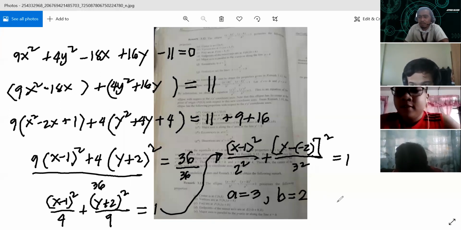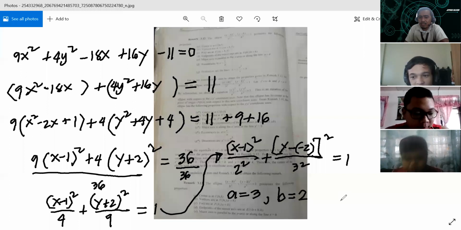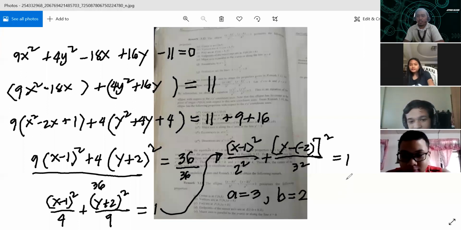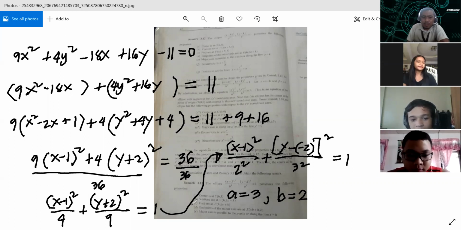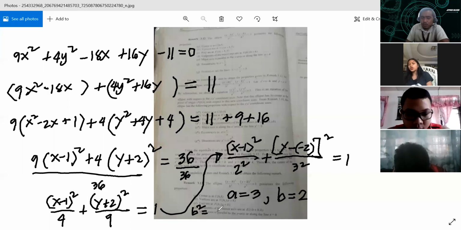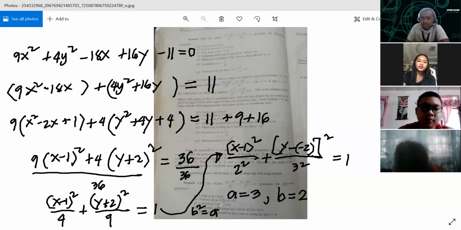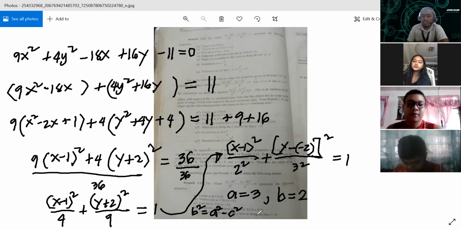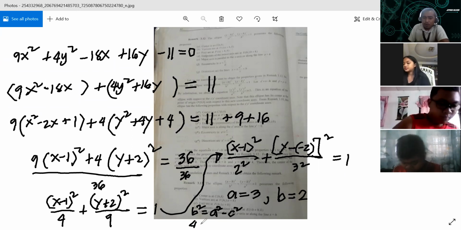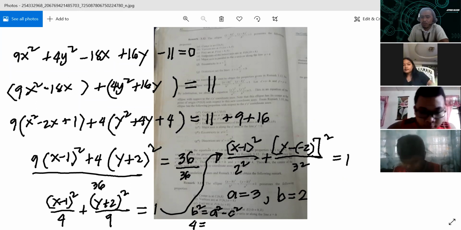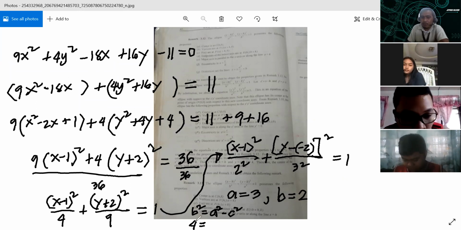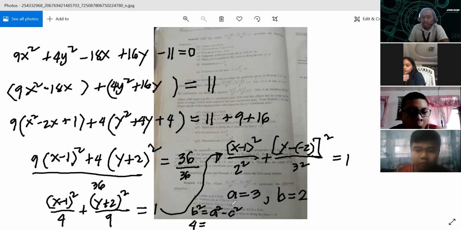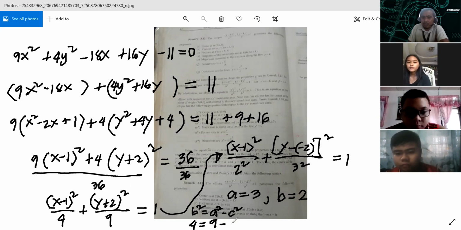What is missing here? The c, sir. c. How to solve for c? How to solve for c? Remember, we have the formula b squared is equal to, the formula from earlier? a squared minus c squared. Since our b is 2, so it becomes 4. Agree? Because 2 squared is 4. Your a is 3, so you take the square, that is 9 minus c squared.